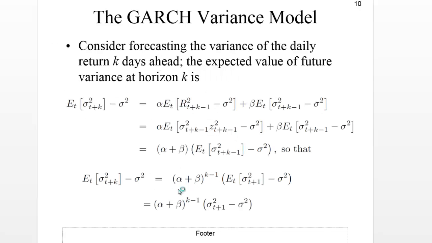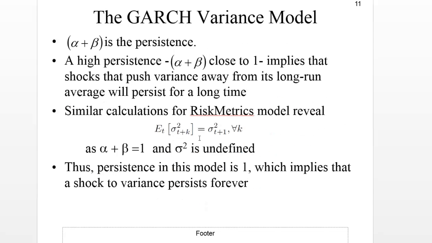Something else I forgot to say is that this alpha plus beta is what we're going to call the persistence of the model. So in here, the persistence is always going to be lower than 1, since alpha plus beta by definition is lower than 1. Whereas in the RiskMetrics model, alpha plus beta is equal to 1. So then we have that sigma squared is undefined, and the persistence of the model is going to be exactly equal to 1.